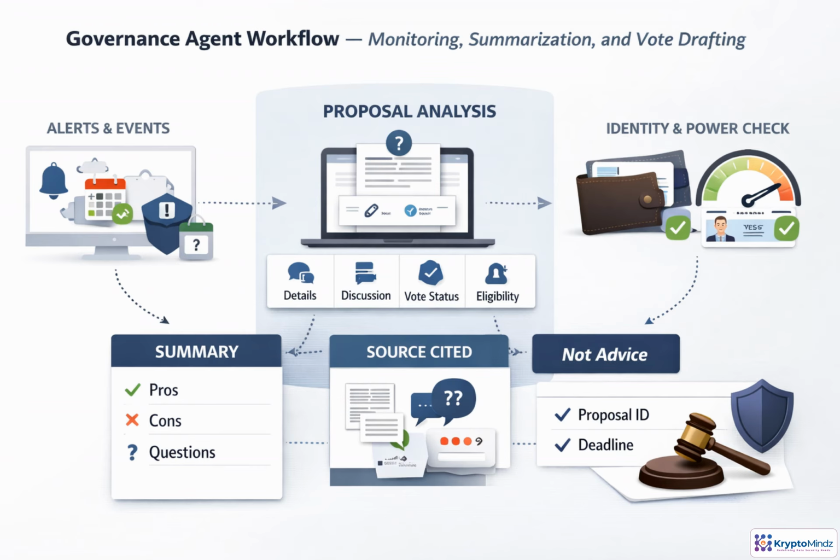A governance agent starts by watching for events, new proposals, open voting windows, quorum shifts, and approaching deadlines. It pulls proposal text, discussion links, voting options, current totals, and eligibility data. The output is not a verdict. It is a sourced brief with pros, cons, stakeholders, and open questions. Before drafting any vote or signature, the agent checks wallet ownership, voting power, proposal ID, and deadline. It labels uncertainty, avoids advice, and leaves final judgment to humans.